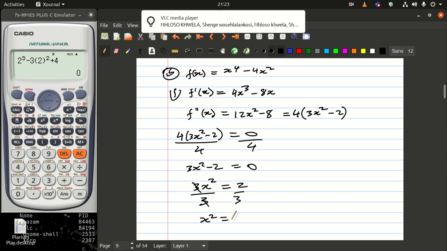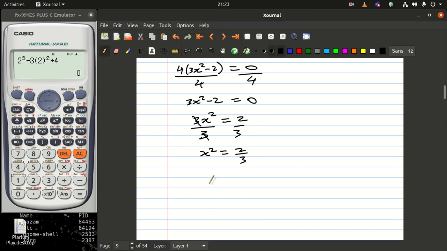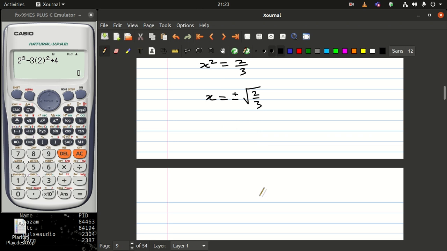I'll have x squared equal to 2 over 3. And then after that, I take the square root on both sides, so I'll end up having x equal to plus or minus the square root of 2 over 3. So I have that. And then once I have those two values, I want to place them on a number line. So here I will have minus the square root of 2 over 3.